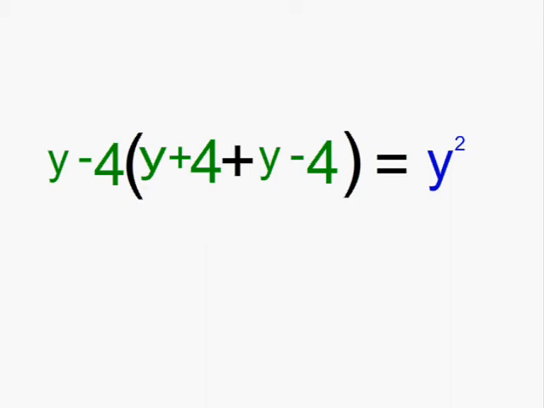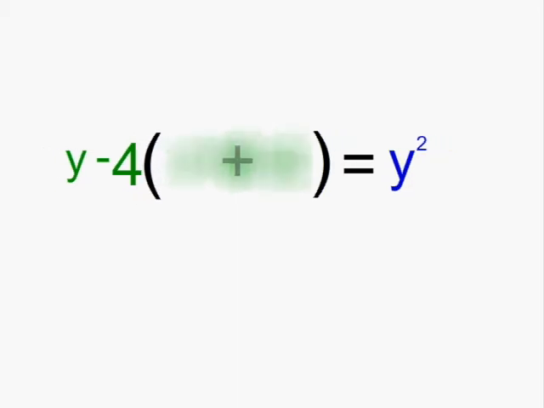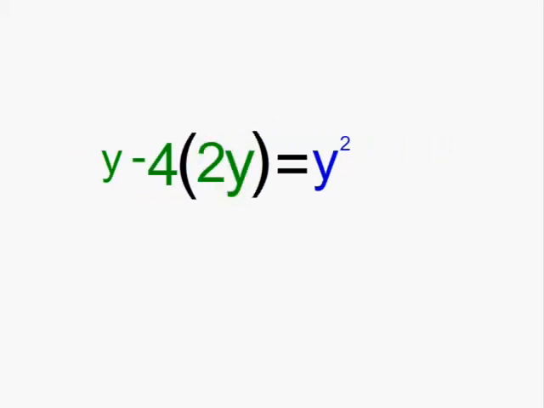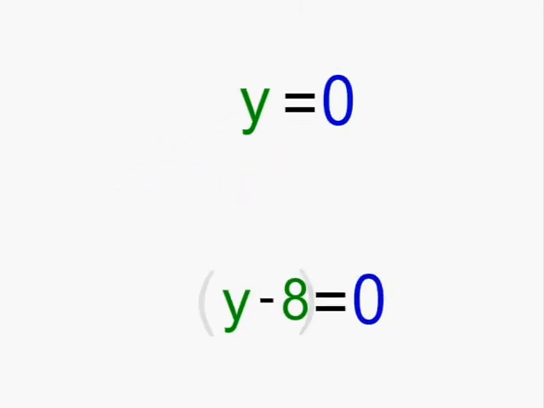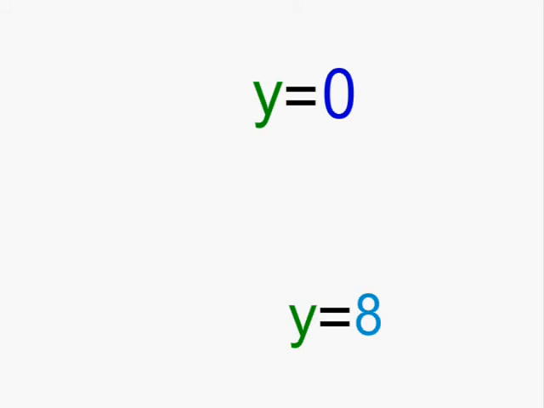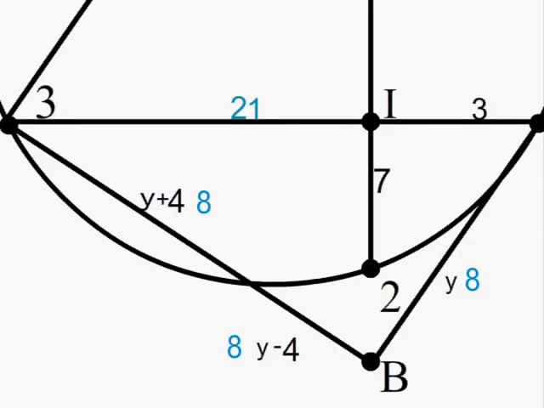Good. Now, simplify. You get y minus 4 times 2y equals y squared. Excellent. And then you get 2y squared minus 8y equals y squared. Subtract y squared to get y squared minus 8y equals 0. Factor out y. So y can equal 0 or 8? Yes, but remember... Right. No side length is 0 or negative. And that means... y equals 8? Yes, now plug that in to find the lengths.